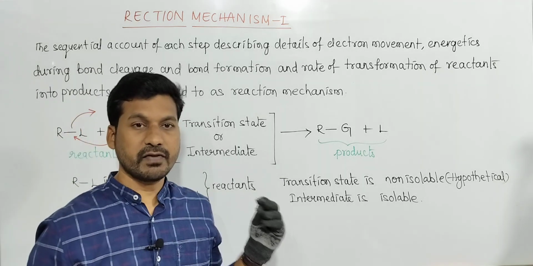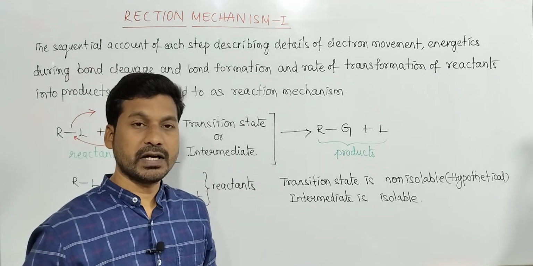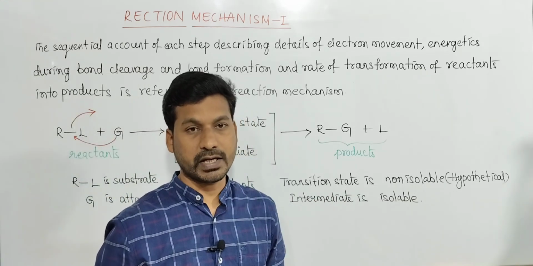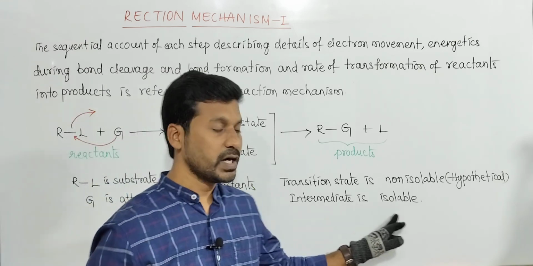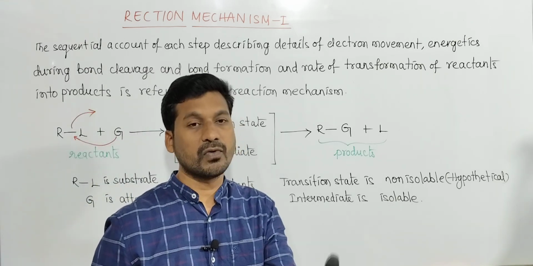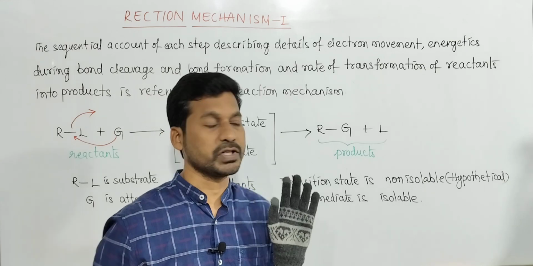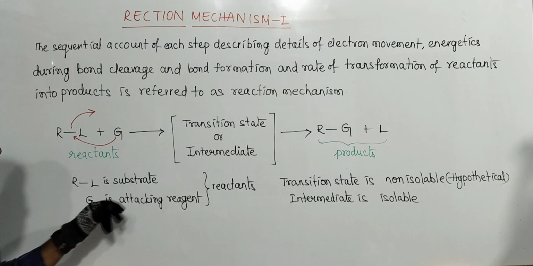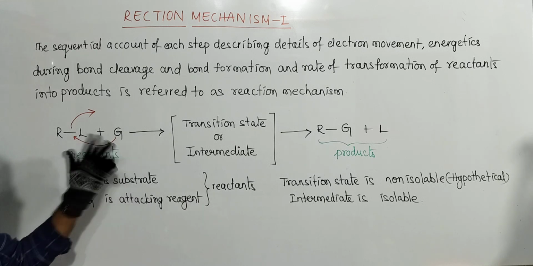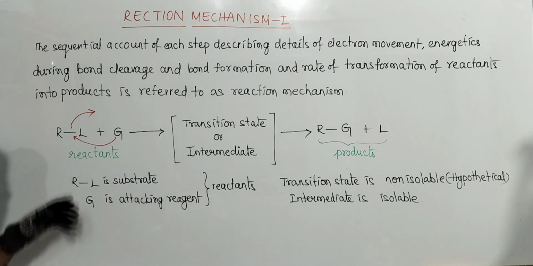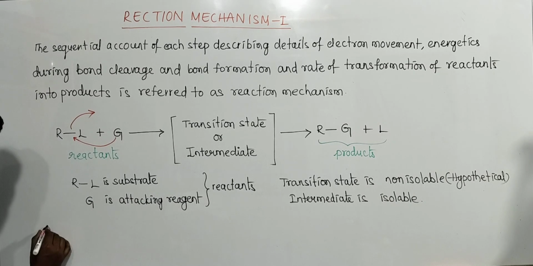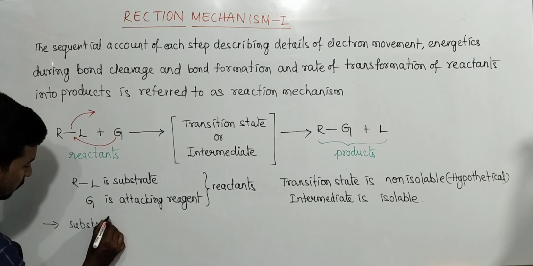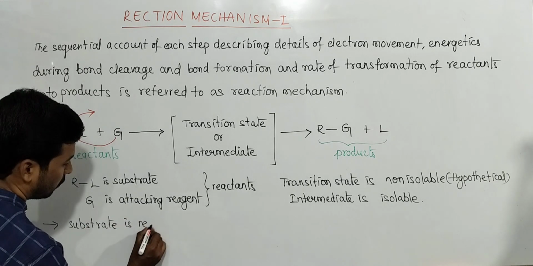The main difference between transition state and intermediate state is that the transition state is hypothetical and cannot be isolated, but an intermediate is isolable. An intermediate has its own existence, and we can separate it from the reaction mixture. That is the difference. So in the reactants, one is said to be the substrate, the other is said to be the attacking reagent. What is substrate? Substrate is a reactant.